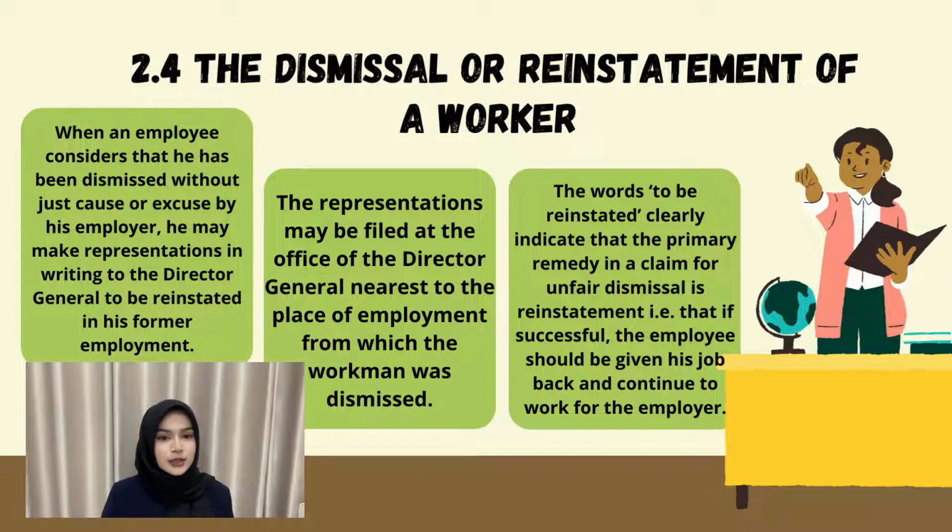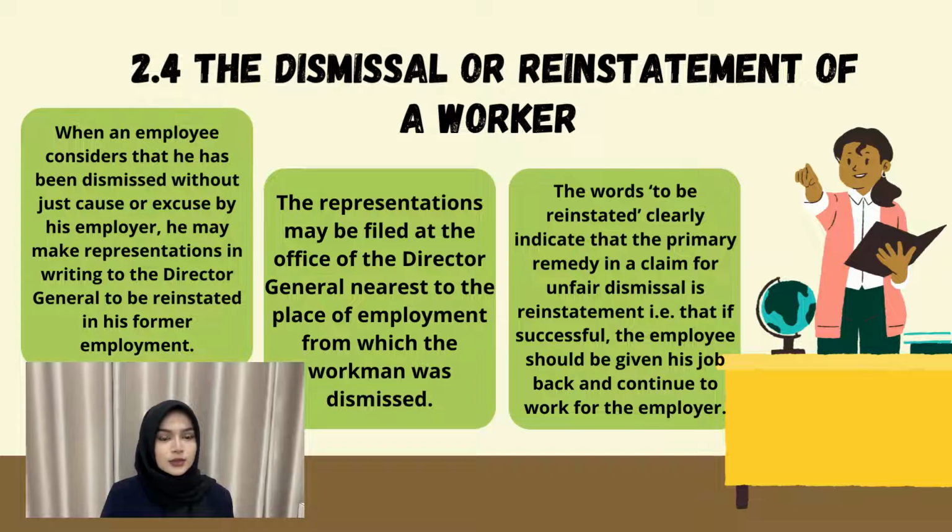Secondly, the representations may be filed at the office of the Director General nearest to the place of employment from which the workman was dismissed. The department may set a date for conciliation, at which both the employer and the employee are called for the goal of reaching an agreement.